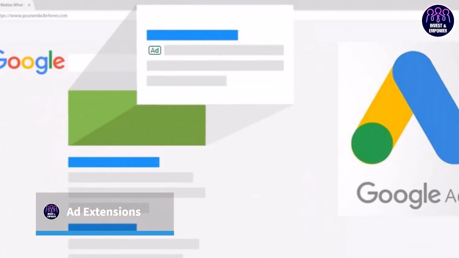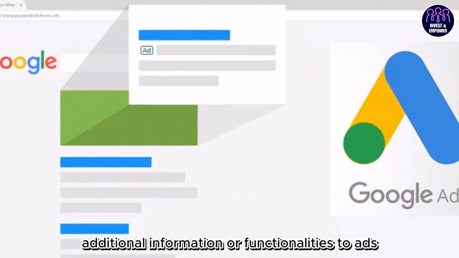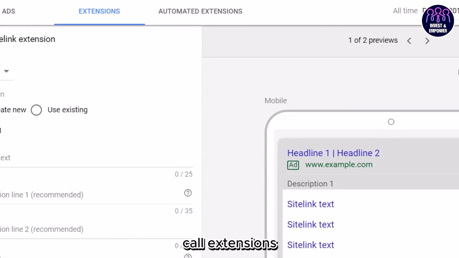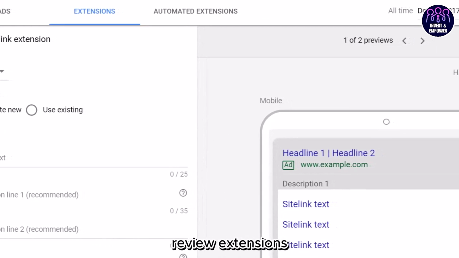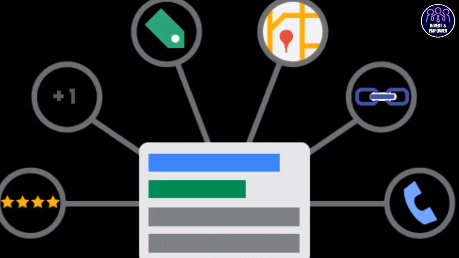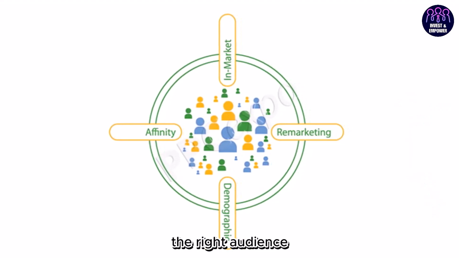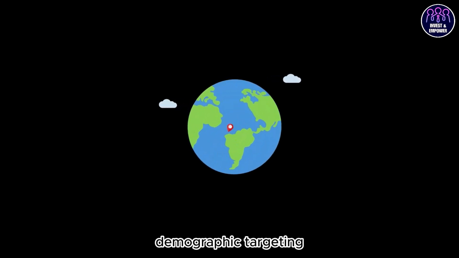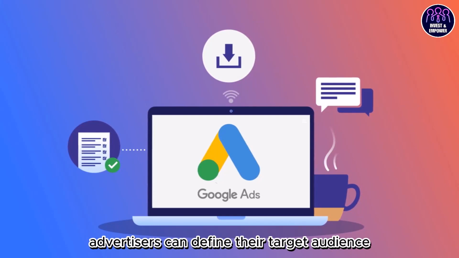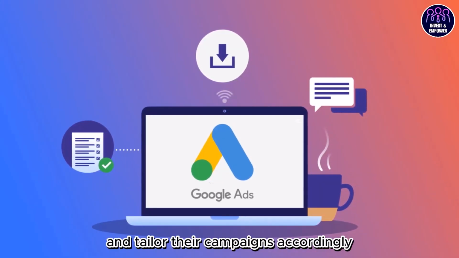Ad extensions. Google Ads offers various ad extensions that provide additional information or functionalities to ads. Ad extensions include site link extensions, call extensions, location extensions, review extensions, and more. These extensions enhance the visibility and relevance of ads. Ad targeting. Google Ads provides targeting options to reach the right audience, such as location targeting, demographic targeting, device targeting, and audience targeting. Advertisers can define their target audience based on specific criteria and tailor their campaigns accordingly.